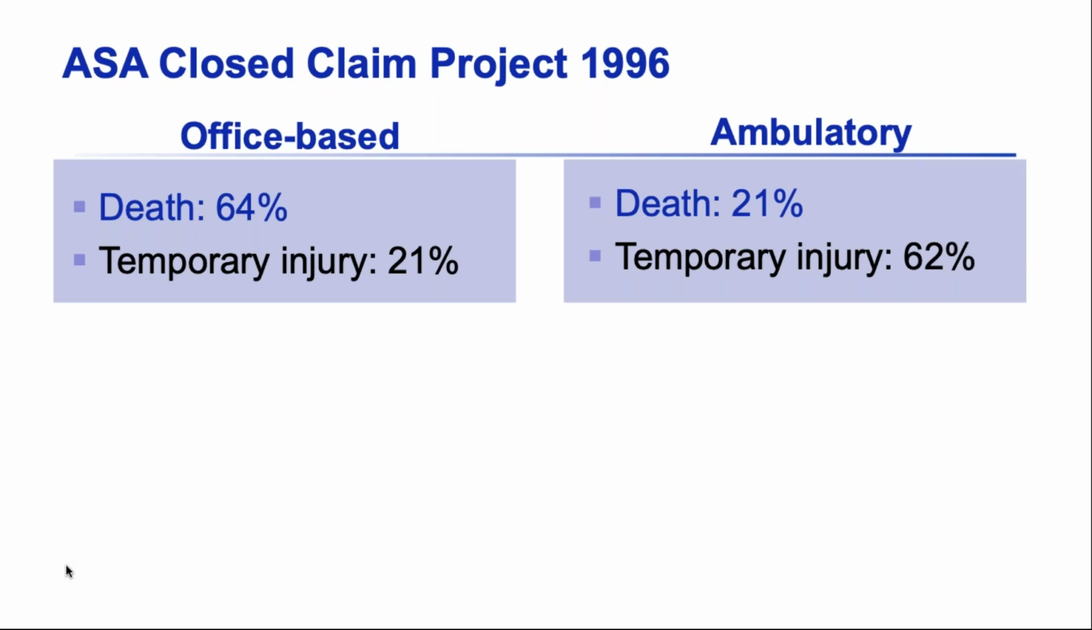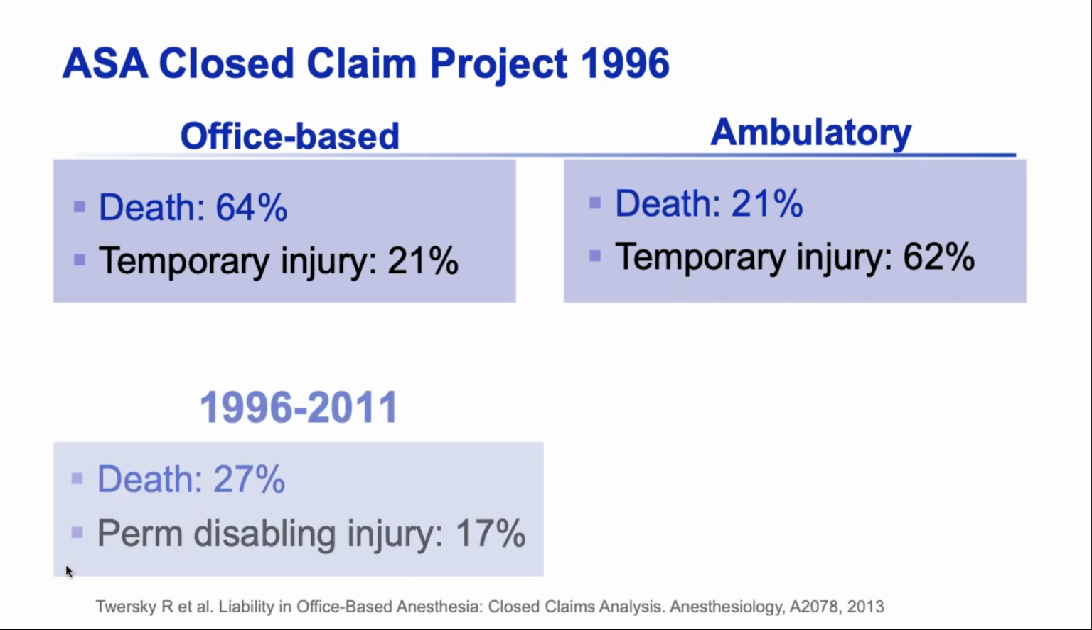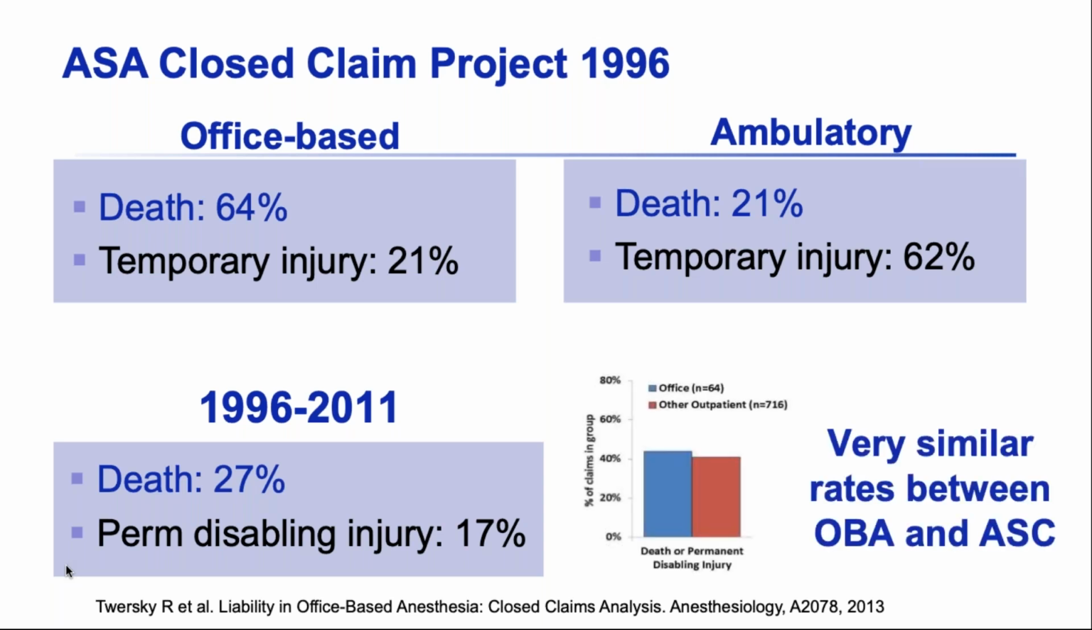When we look at the ASA closed claim project in 1996, there were only about 14 to 16 claims at that time. And at that time, death comprised 2/3 of the claims, versus the ambulatory surgery setting, where temporary injury comprised 2/3 of the claims. 15 years later, when Ricky Twersky published this article and looked at the closed claims analysis, what they found was that death and permanent disabling injury was 27% and 17% in both the ambulatory surgery center and the office-based anesthesia setting. So what you can infer is that in the 15 years that the offices, the safety was being addressed, and they were playing on an equal level playing ground.